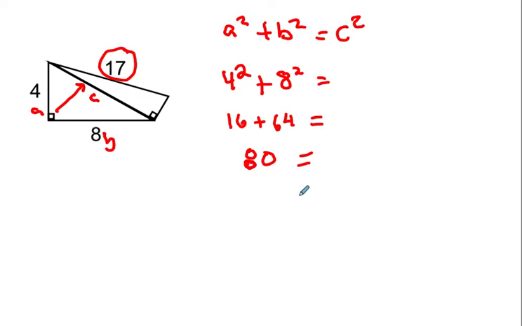But I want to find out what the value of C is, or just the length of that line. In order to do that, I'm going to take the square root of 80, and the square root of 80 is going to be 8.9. So I know that the length of the line is 8.9. I'm going to write that in there right now.